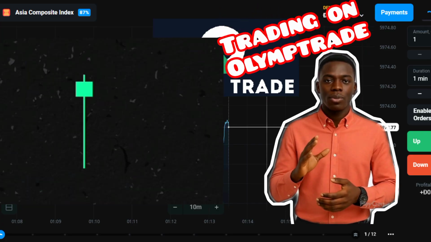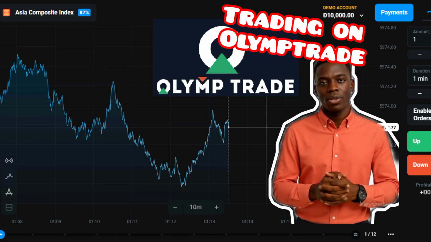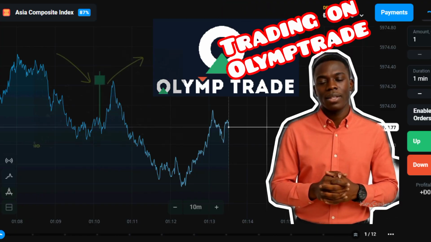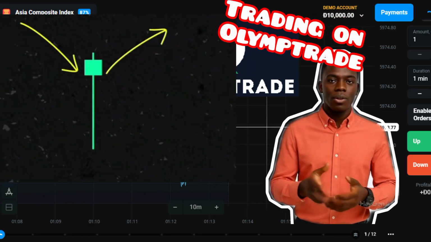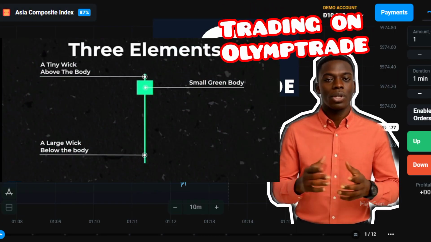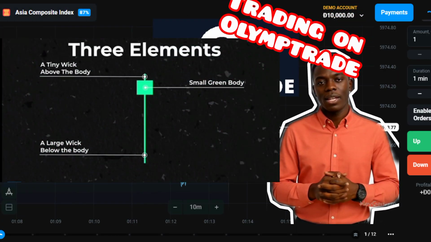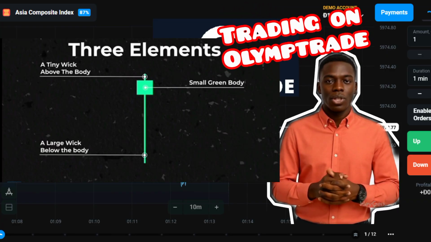Number one is the bullish pin bar. A bullish pin bar is a strong reversal candlestick pattern. It indicates a potential reversal to the upside. A bullish pin bar consists of three elements: number one, a small green body; number two, a tiny or no wick above the body; number three, a large wick below the body.